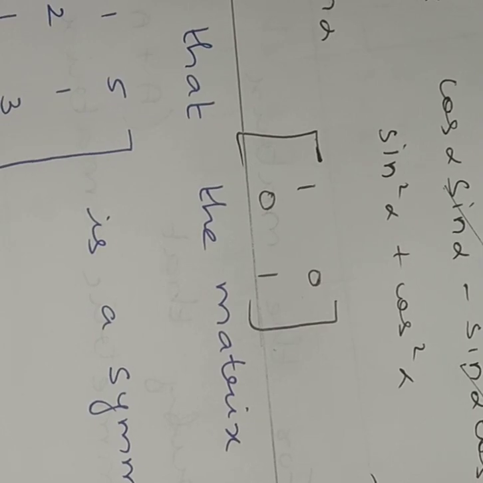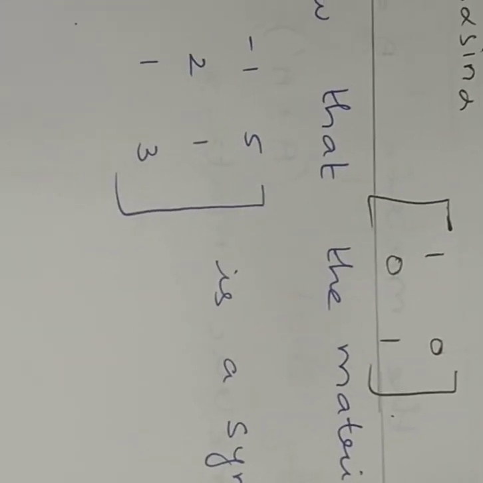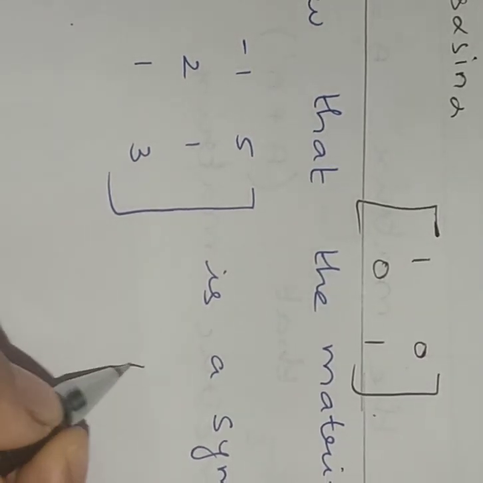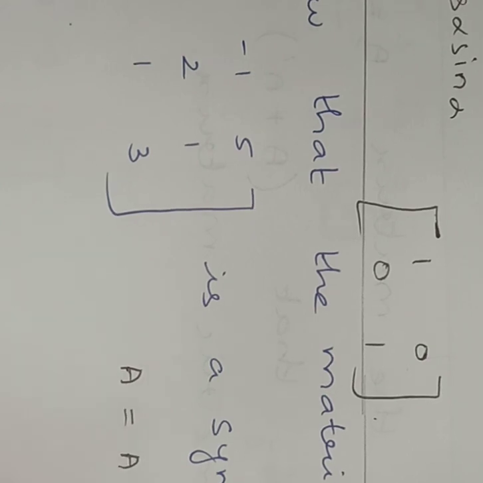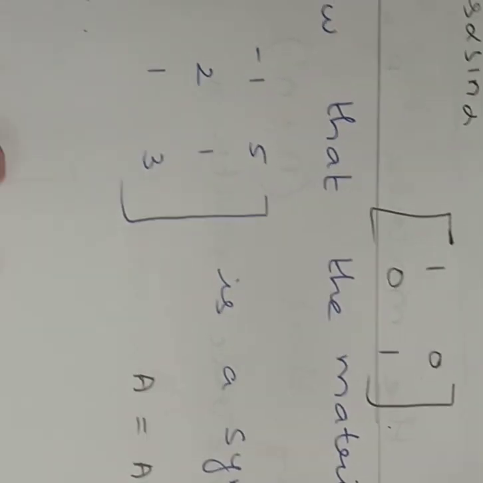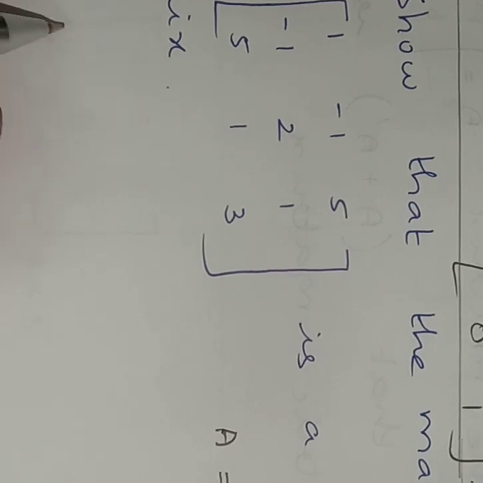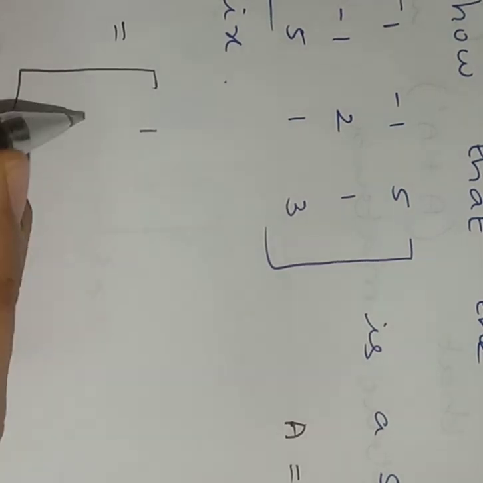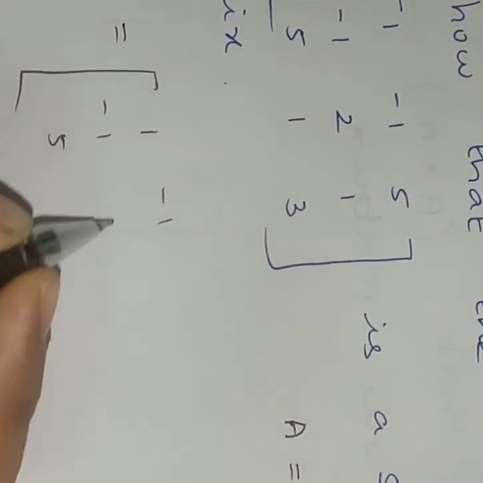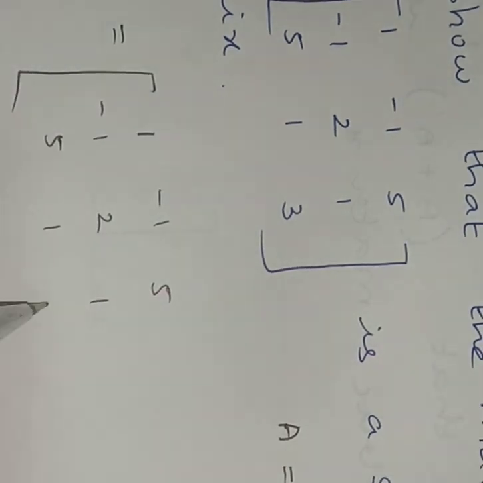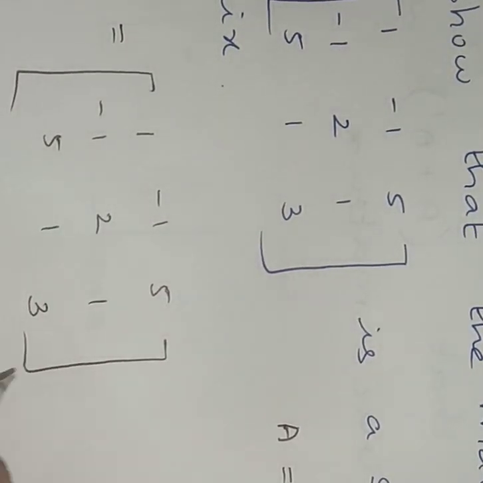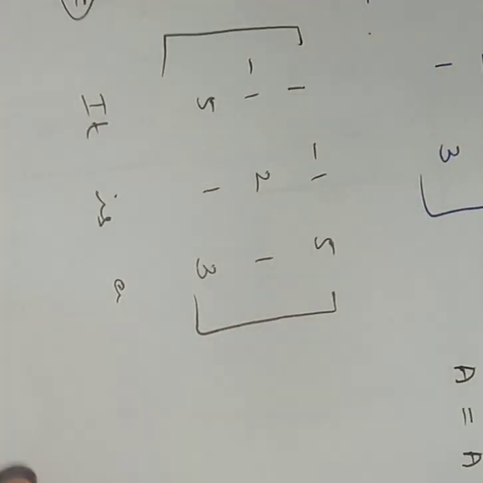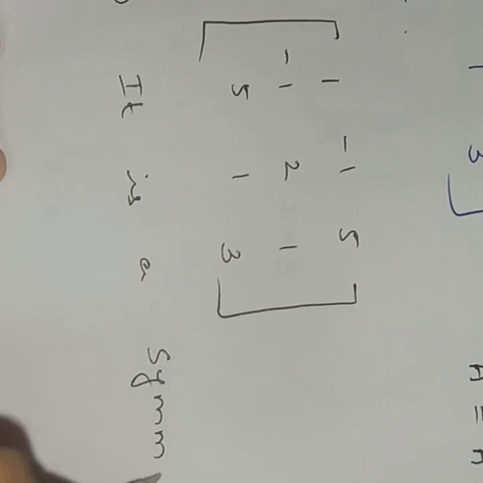The seventh question, show that the matrix is a symmetric matrix. What is the condition for symmetric matrix? You all know that, students. If A is equal to A dash, then we can say that it is a symmetric matrix. So I am going to find A dash. So what is A dash for this? First row will become first column. 1, minus 1, 5, minus 1, 2, 1, 5, 1, 3. So we are getting A is equal to A dash, which implies it is a symmetric matrix.